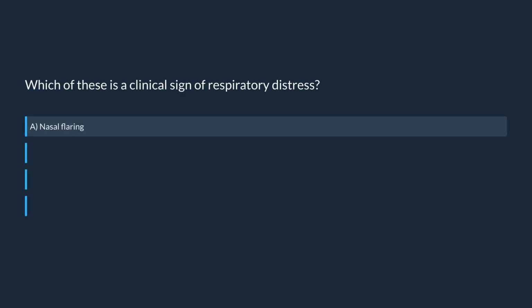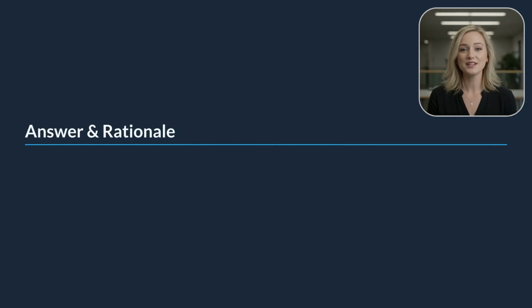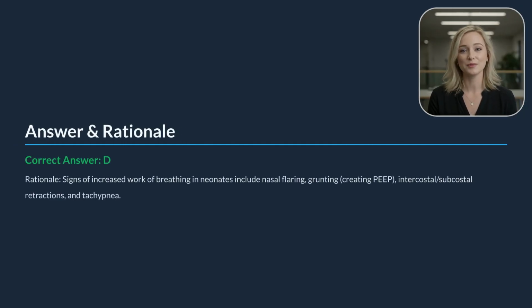Which of these is a clinical sign of respiratory distress? A. Nasal flaring, B. Grunting, C. Intercostal retractions, or D. All of the above? The correct answer is D. Signs of increased work of breathing in neonates include nasal flaring, grunting, intercostal/subcostal retractions, and tachypnea.